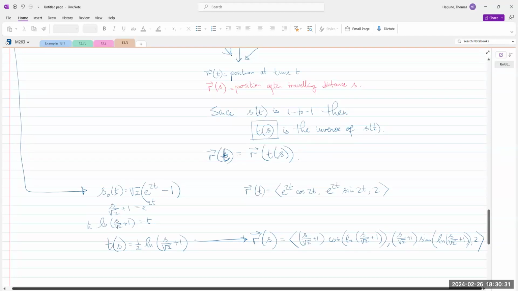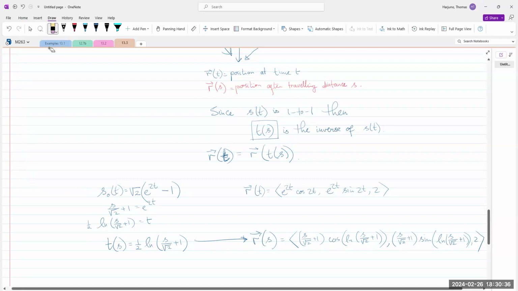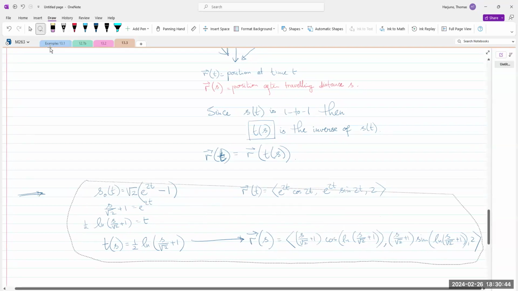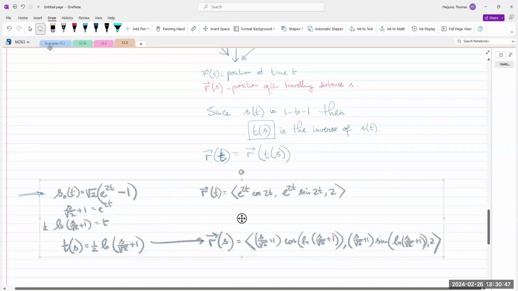Okay, let me make it a bit smaller, or maybe, hold on. Move this a bit closer there and make it a bit smaller.